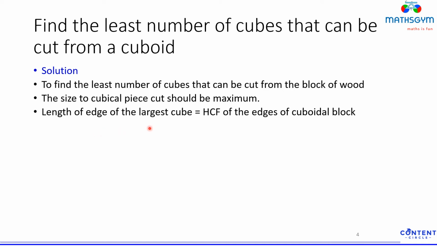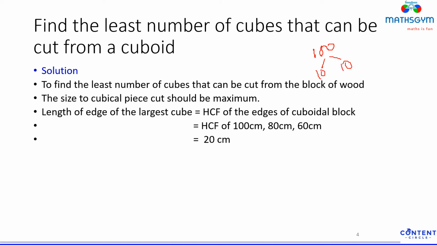The length of the edge of the largest cube would be equal to the highest common factor of the edges of the cuboidal block. So HCF of the edges of the cuboidal block, which are 100, 80 and 60 centimeter. So the HCF of 100, 80 and 60: use the prime factorization method if you have forgotten. Convert all of them into prime factors, and you will figure out that the HCF comes out as 20 centimeter.